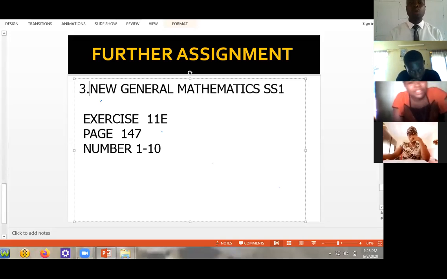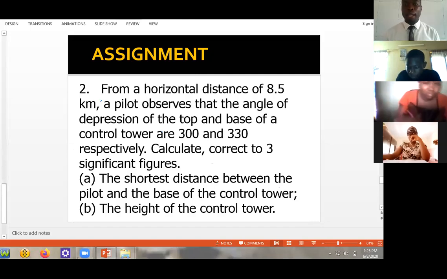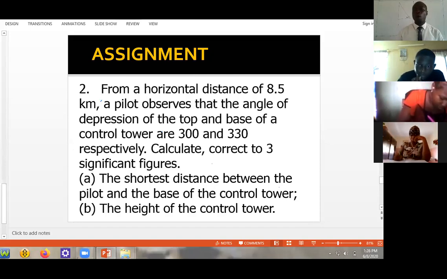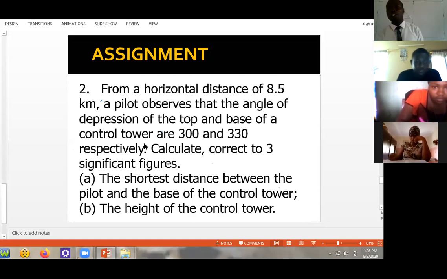Then number 2. This is number 2. From a horizontal distance of 8.5 kilometers, a pilot. We're always talking about pilots, because I know some of you want to be a pilot. So are we through? Please screenshot.